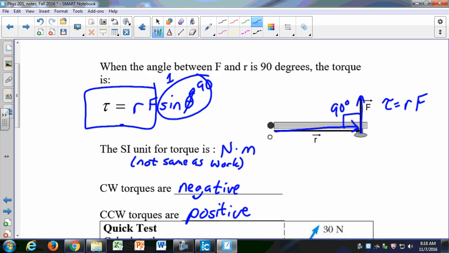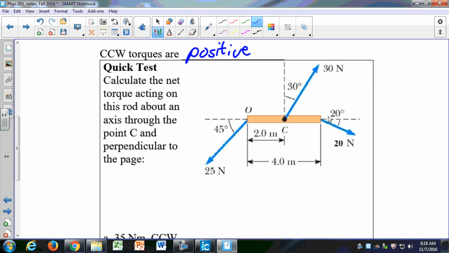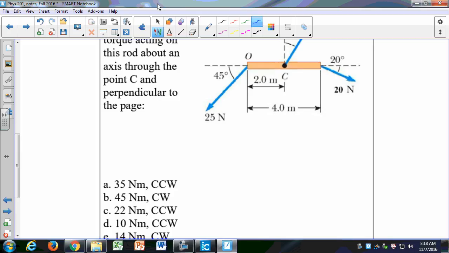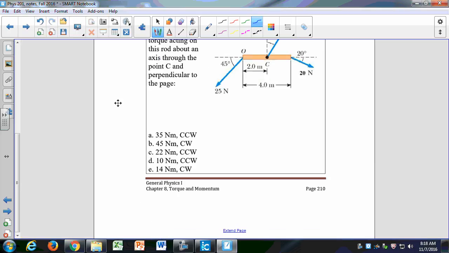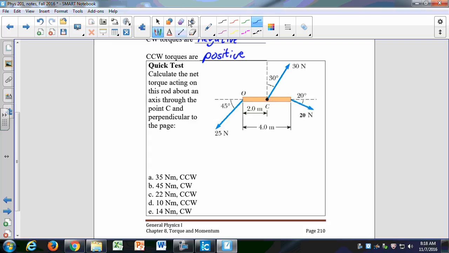All right, you'll likely have a question embedded with a different question like this one, where you have to find the net torque. And what I mean by that is I have several forces that are acting on this object. This object is allowed to rotate about point C.